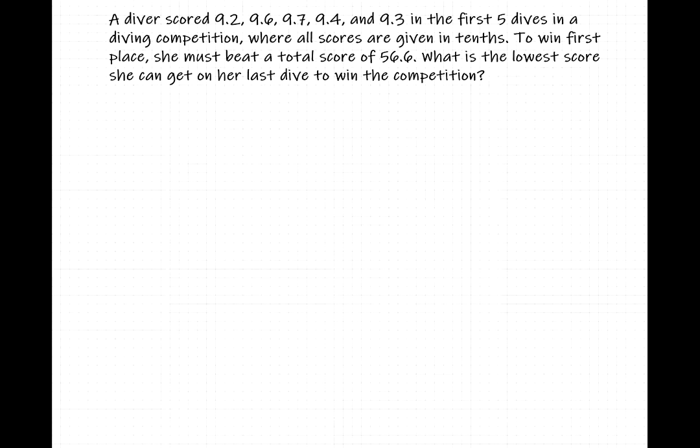A diver scored 9.2, 9.6, 9.7, 9.4, and 9.3 in the first 5 dives of a diving competition where all scores are given in tenths, meaning rounded to 1 decimal place, or given to 1 decimal place. To win first place, she must beat a total score of 56.6. What is the lowest score she could get on the last dive to win the competition?